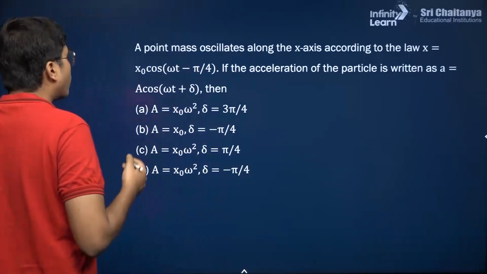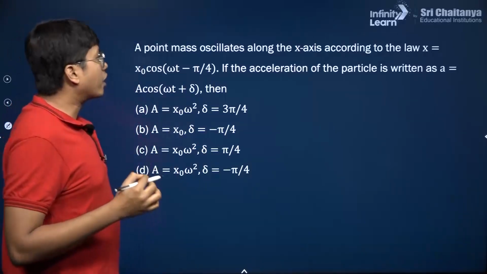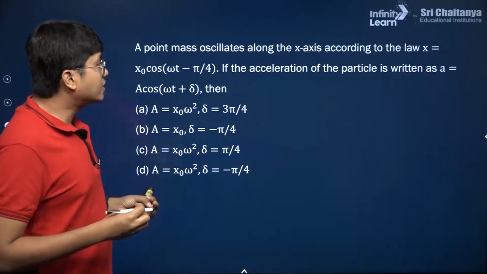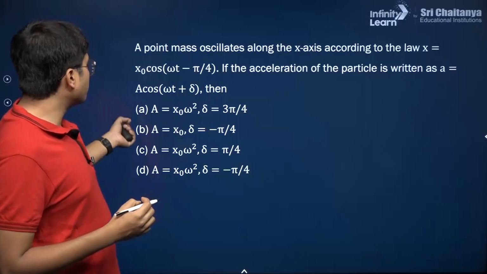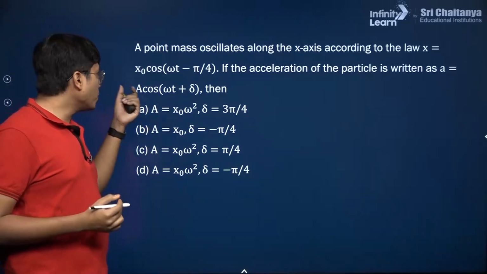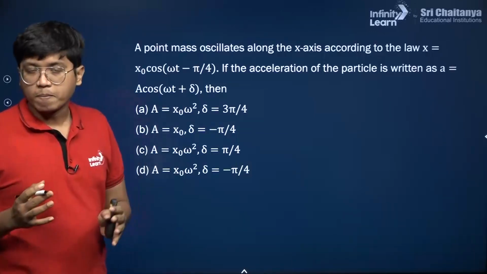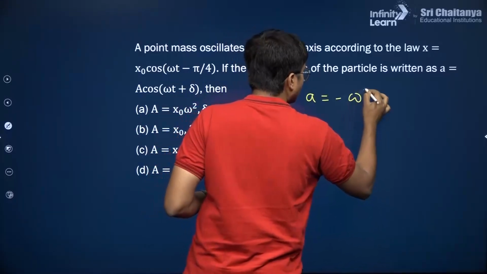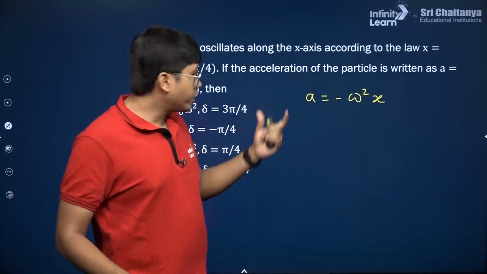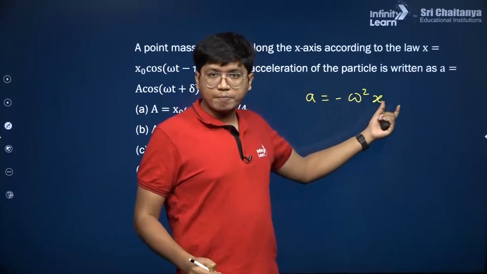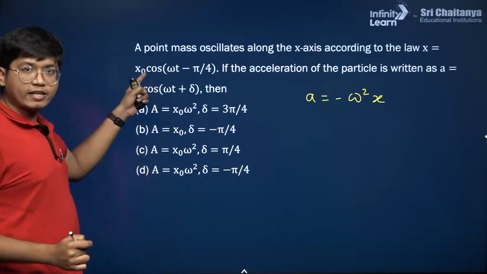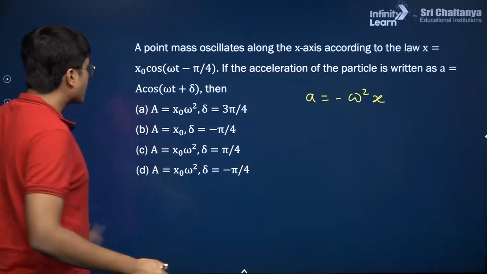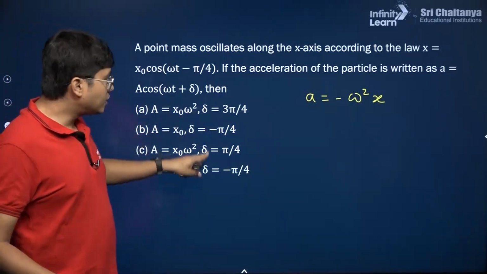The next question says that a point mass oscillates along the x-axis according to the law x equals x naught cos of omega t minus pi by 4. If the acceleration of the particle is written as a equals A cos of omega t plus delta, then we need to find what the amplitude is and what this delta is. So what do we know? We know that generally we write a equals minus omega square x. So the amplitude A is going to be omega square times the amplitude of x, so it's just going to be omega square x naught. These are our options over here, these three, so among them we need to pick out based on this delta value.